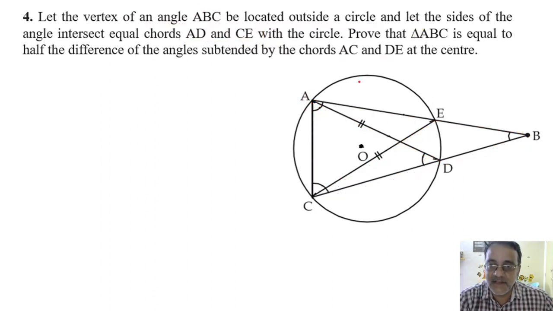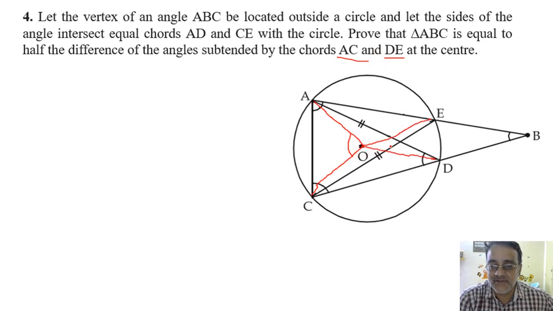और ये दोनों इक्वल कॉर्ड जो है सेंटर पे कौन सा एंगल बना रहा है? देखो ध्यान से देखो, first chord AC, this one chord AC subtends angle AOC at the center, and the angle subtended by the chord DE, DE के लिए इन दोनों को ज्वाइन करना पड़ेगा. So this angle subtended by the chord DE, and half of the difference of these angles is equal to angle ABC. ये प्रूफ करना है. That means what we have to prove? Half of angle AOC minus angle DOE is equal to angle ABC. So is the question clear?